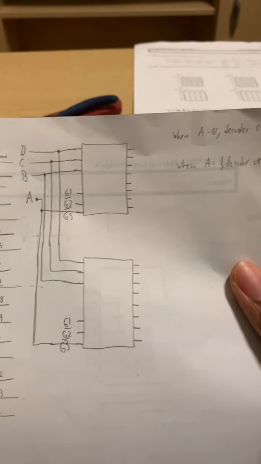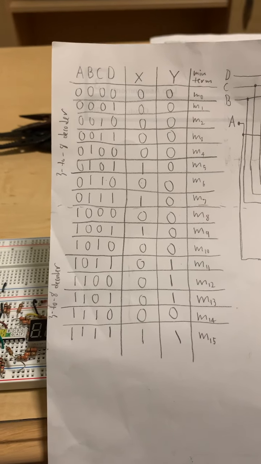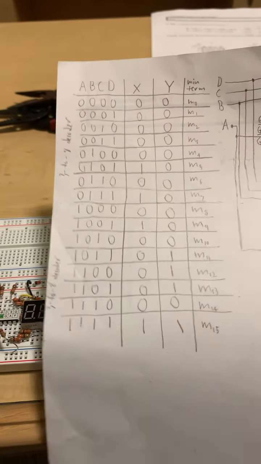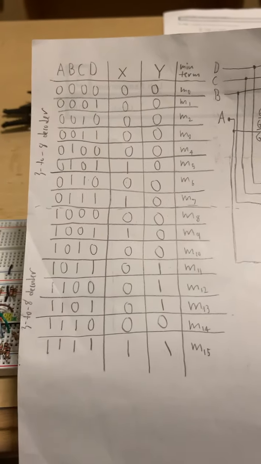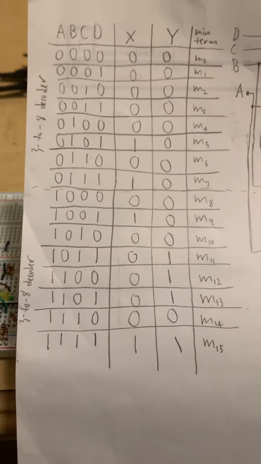All right. So here, don't mind this part right here. That was me trying to figure something out. However, this is the truth table. As you can see, I have all the minterms on the right, and I have every single combination that could happen with the function.